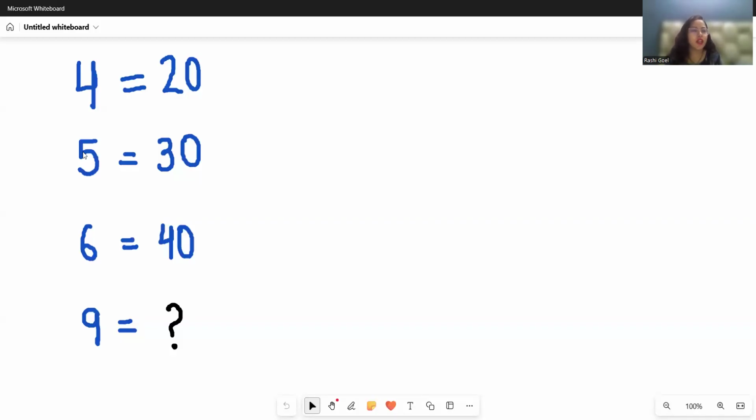Hello everyone, can you find the number that fills this logical sequence? So we have given 4 equal 20, 5 equal 30, 6 equal 40, then 9 equal what? So do you know the logic behind it?